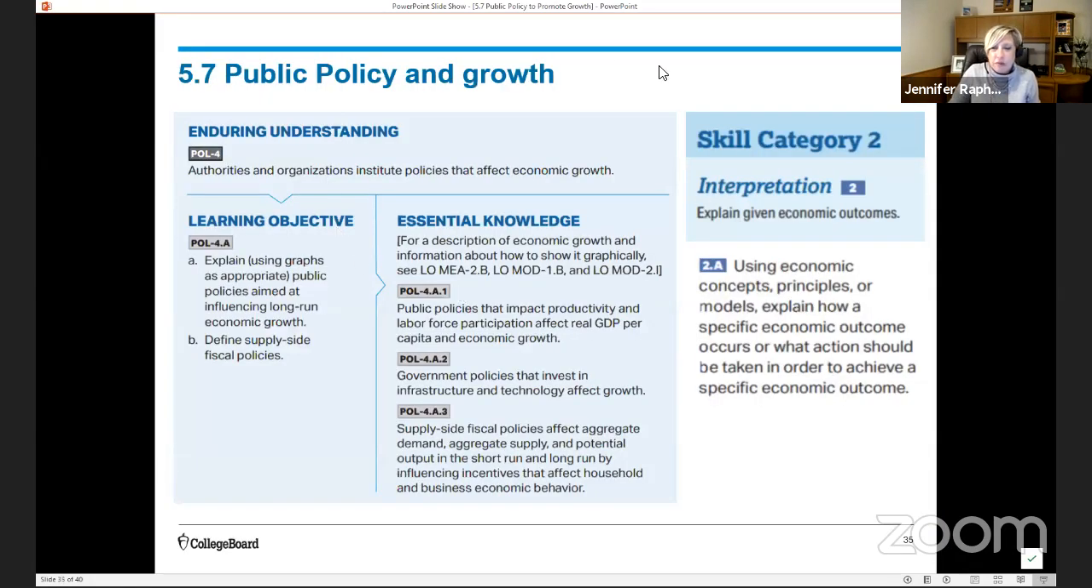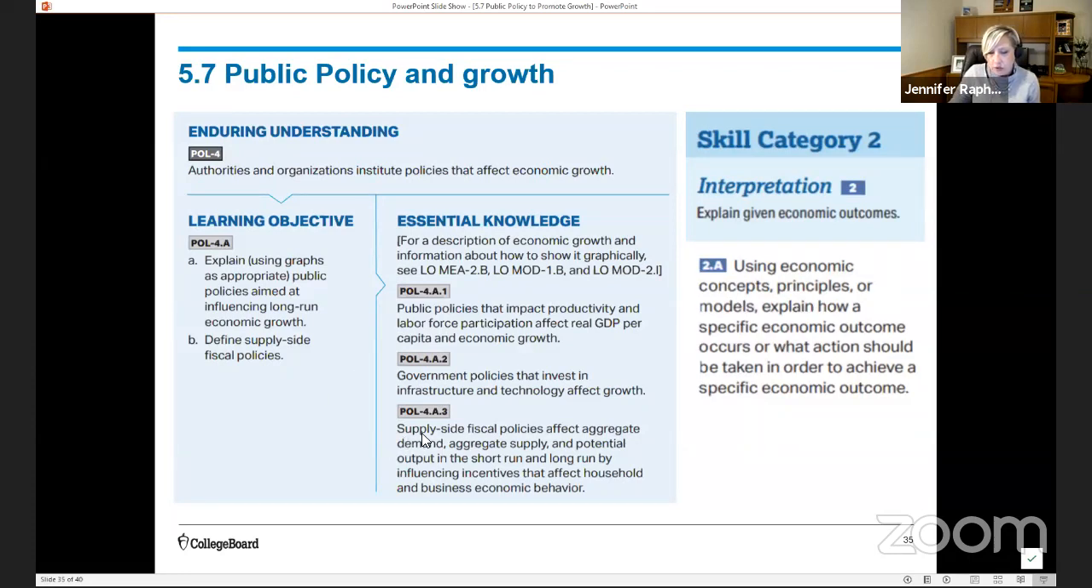All right, so this is what we've taken a look at. So our enduring understanding here is that authorities and organizations institute policies that affect economic growth. And we focused on skill 2. If we want economic growth to occur, what policy actions can be undertaken to influence that? So we've looked at graphs, and we've used graphs to show economic growth, and then we've explained public policies that are aimed at influencing long run economic growth.